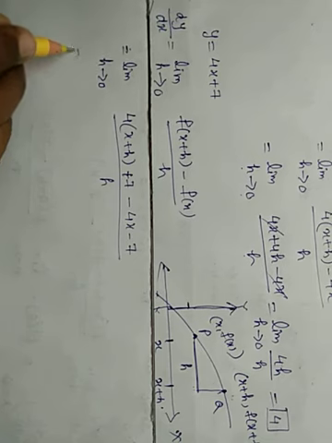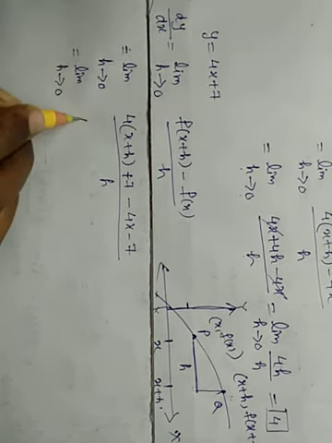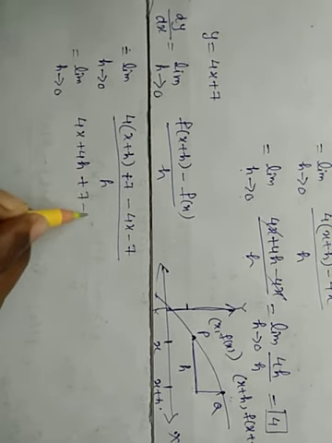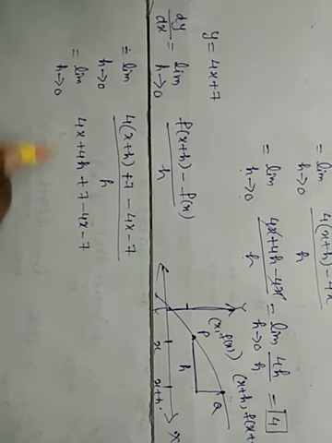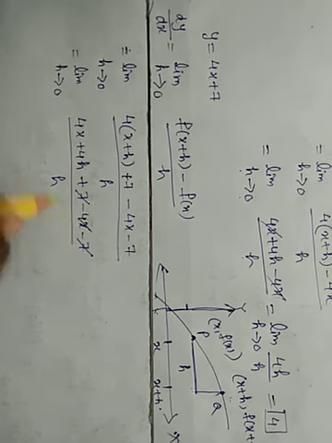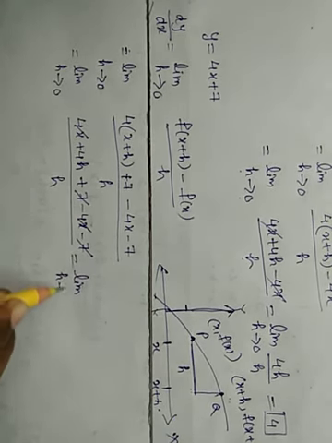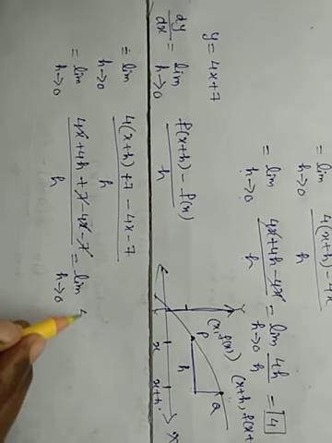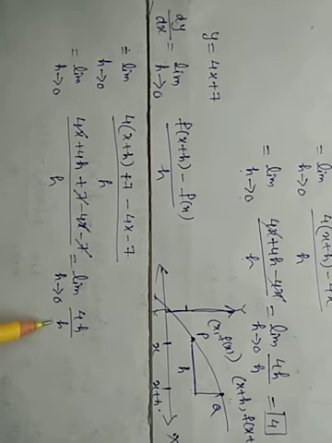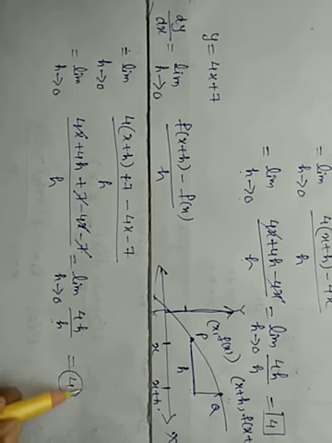Just solve it. Limit h tends to 0 of (4x plus 4h plus 7 minus 4x minus 7) whole divided by h. Plus 7 minus 7, and 4x minus 4x cancel. We get limit h tends to 0 of 4h upon h. As h tends to 0, h is not equal to 0, so it will be cancelled, and the limit of 4 is going to be 4. You got 4 only here.